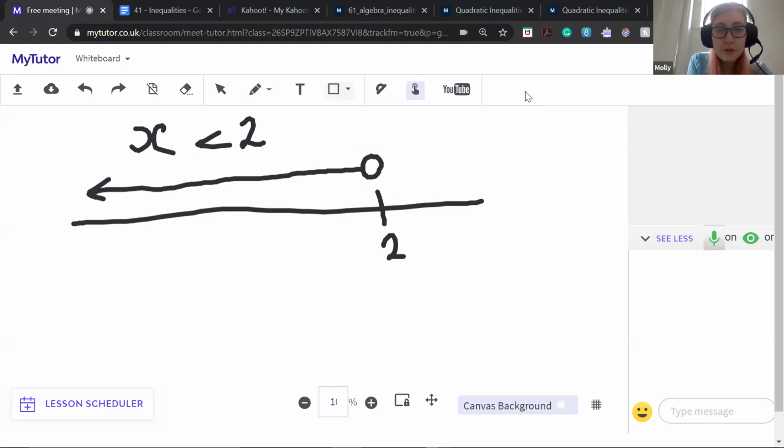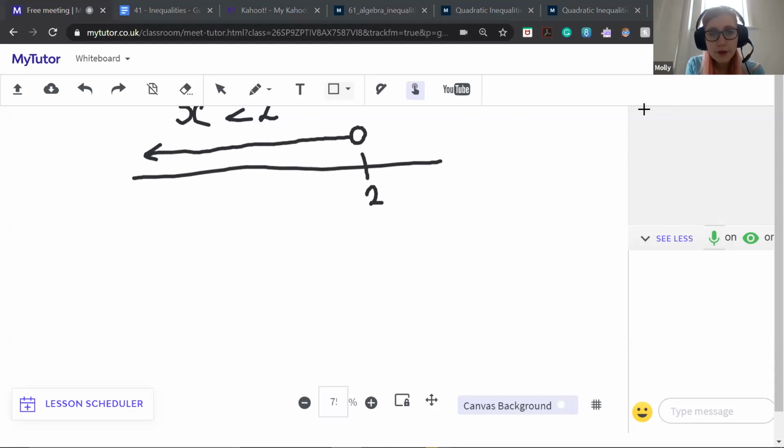Someone said, do we have to do the number line? No, for some questions, if you are giving a solution set, just writing x is less than 2 is totally fine. Some questions, as we'll see, will specifically say, draw this inequality on this number line. So you do need to know how to do it, but you don't have to do it if it's not asked for.